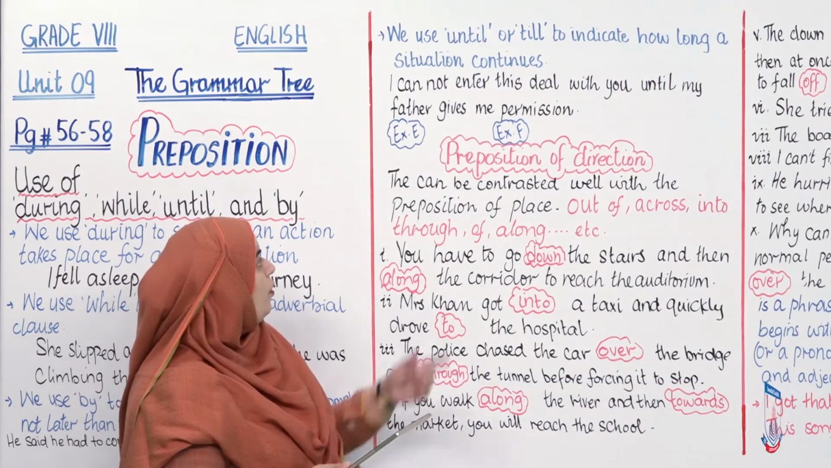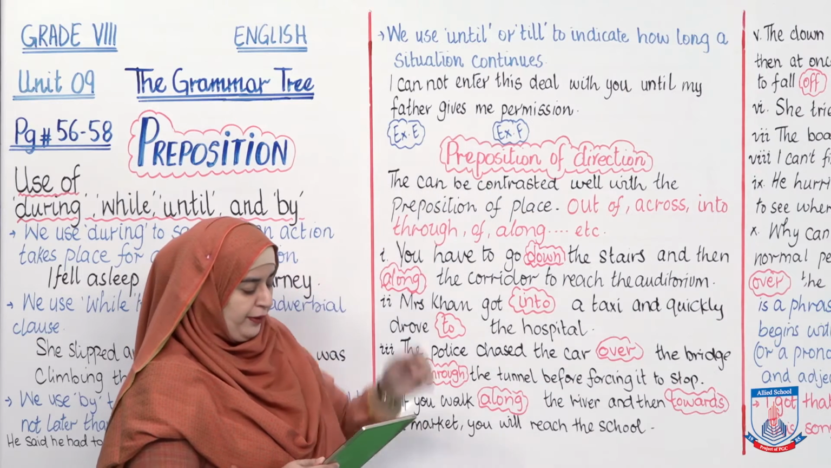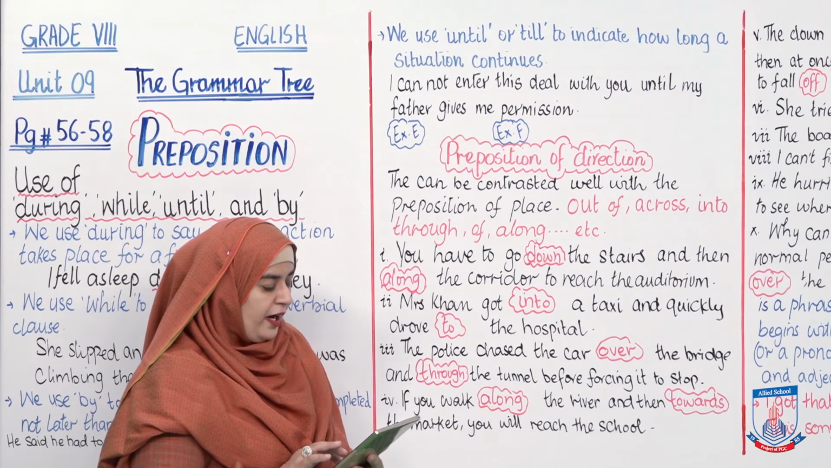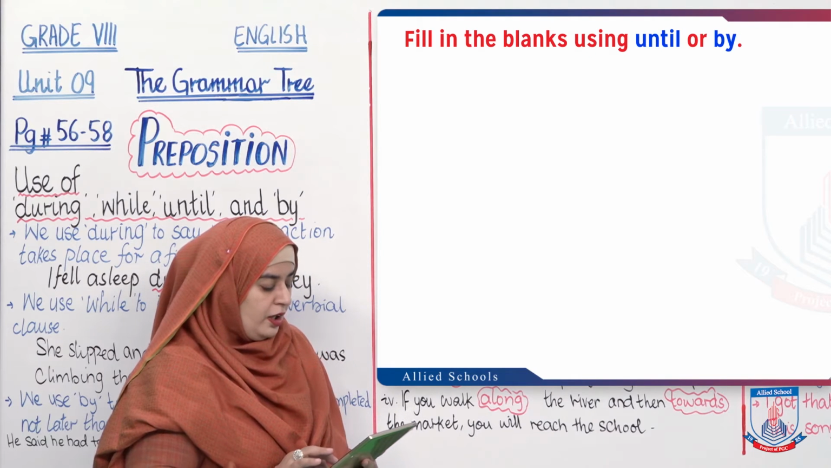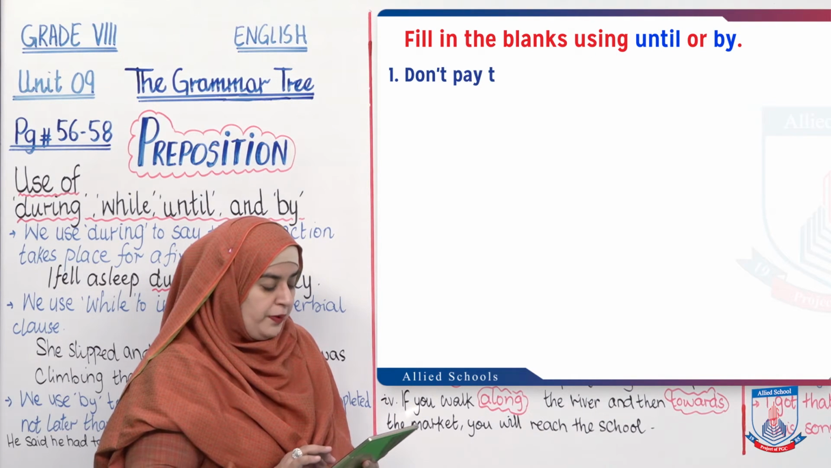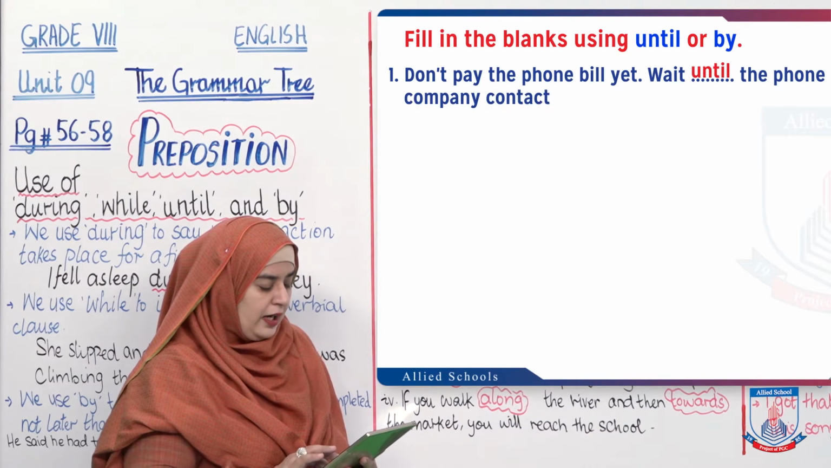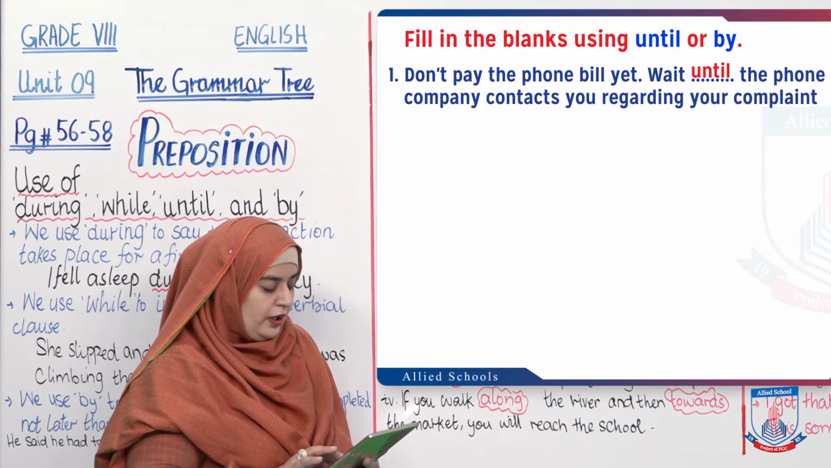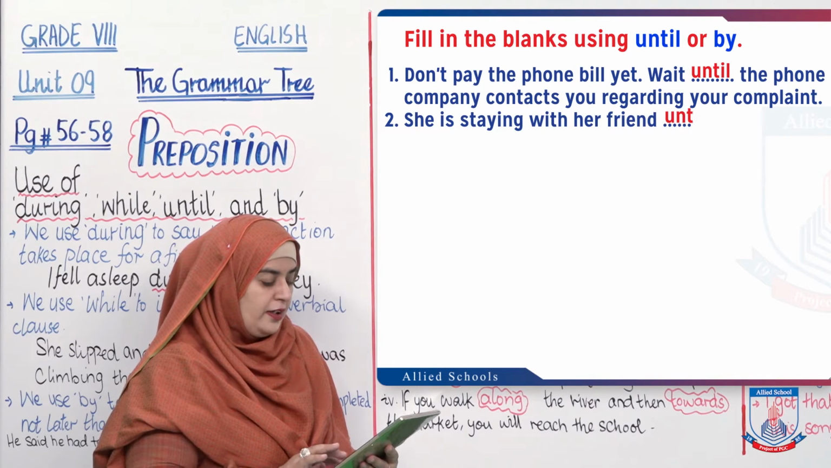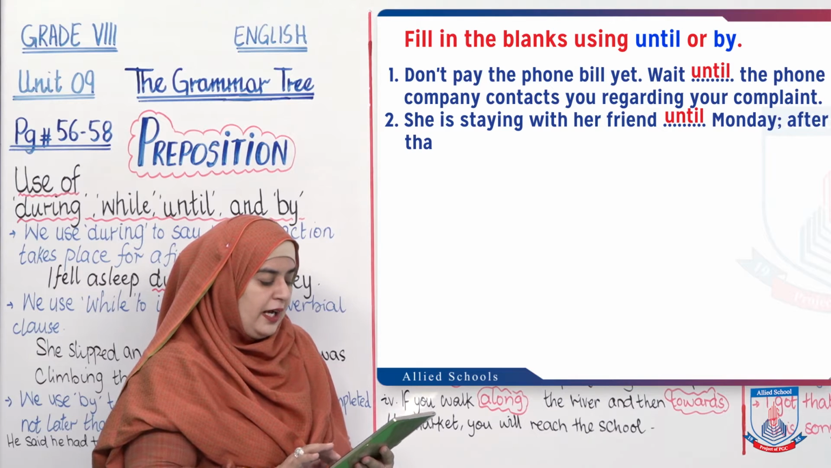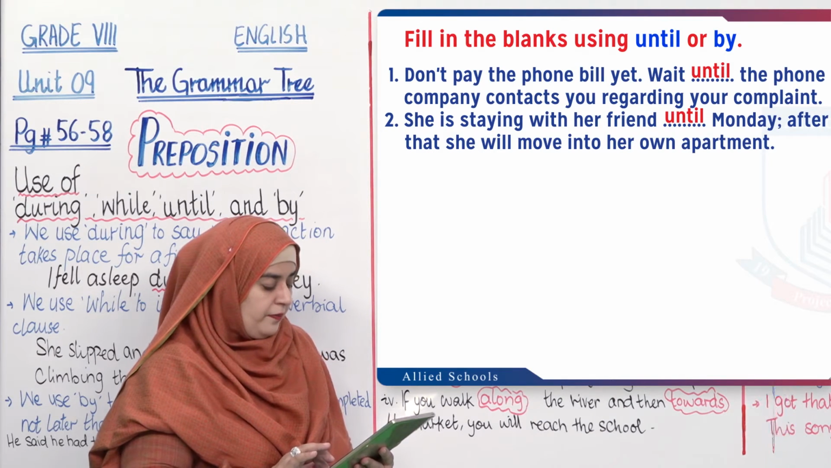So this was all exercise E. I now move on to exercise F. Exercise F asks you to use until or by. Number 1. Don't pay the phone bill yet. Wait until the phone company contacts you regarding your complaint. She is staying with her father until Monday. After that, she will move into her own apartment.